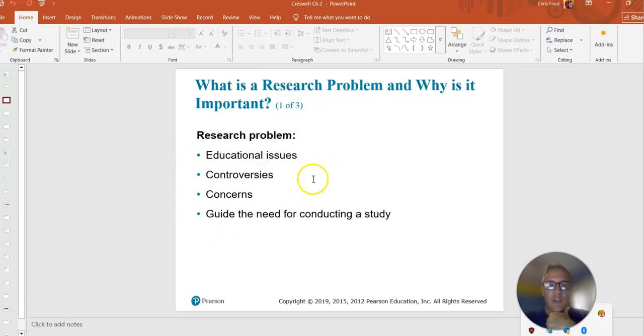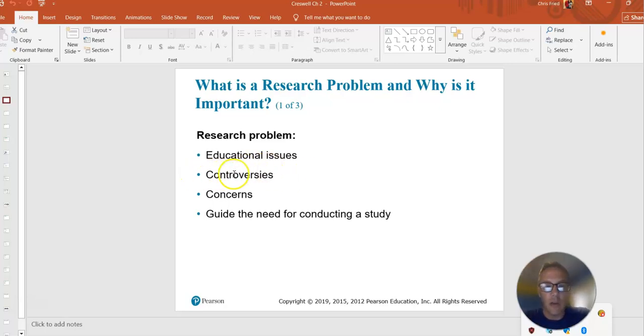So typically there's some issues, right? A research problem is going to look at an issue. It doesn't have to necessarily, but many times it will. Okay? And then for our purpose, we're talking about educational issues. Could be in K-12 education, higher education. It could be in some form of what supports education. It also could be an issue that would educate people about a topic. Okay? So not necessarily involved in K-12 or higher ed.